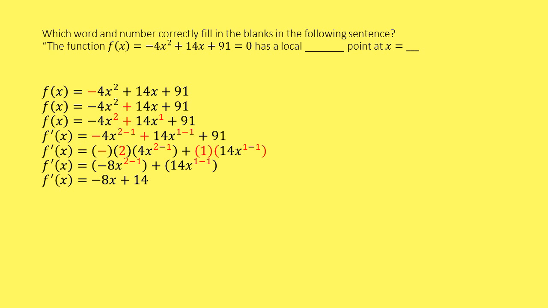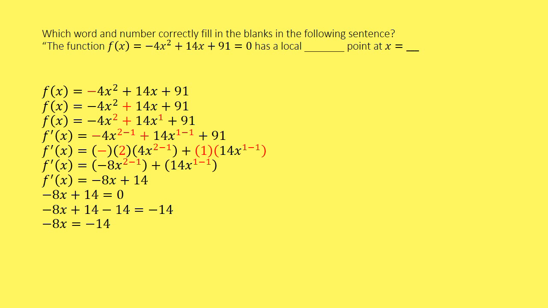The next thing we must do is solve for x to find the point, and then continue on to find the second derivative in order to figure out whether it is a local maximum or local minimum. To find x, we let minus 8x plus 14 equal to 0. The next step is to minus 14 from both sides. We end up with minus 8x plus 14 minus 14 equals minus 14. This leaves us with minus 8x equals minus 14.